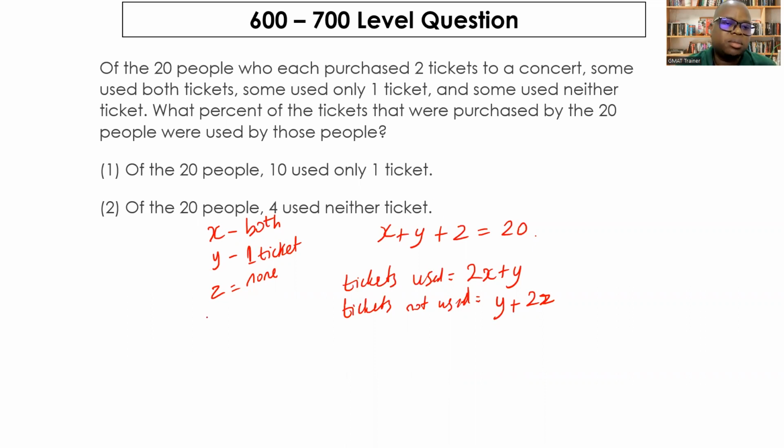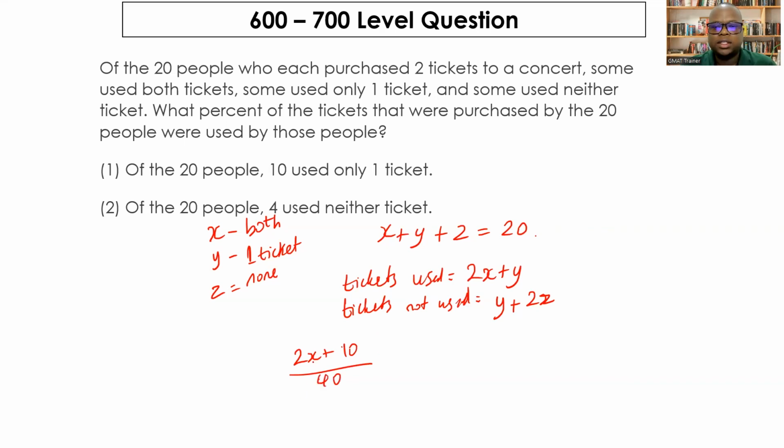So let's now look at the statements one by one. The first statement states that of the 20 people, 10 used only one ticket. So you only have 2x plus 10. That's what you have. Then divided by what? How many tickets are there in total? Since two of them had two, that is 40.